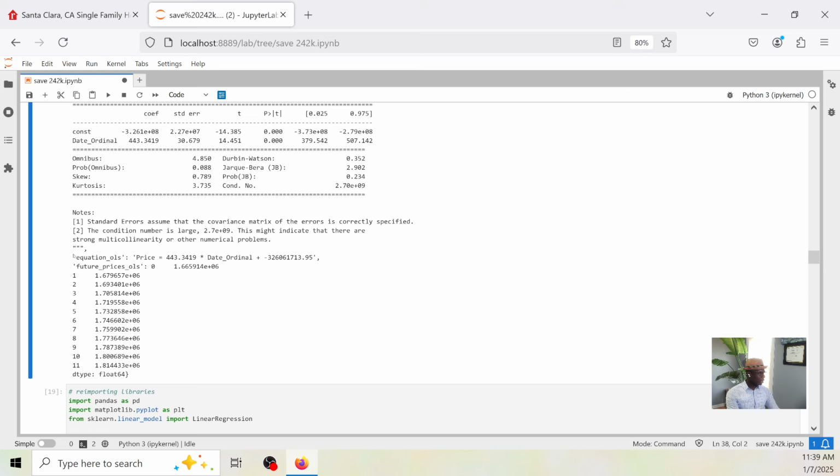Similarly, the linear regression equation is here, so we can always apply it to predict future prices. For example, here are the future predicted prices over the next 12 months, and we can see, for instance, December, which is the next month after November, the future predicted price is 1.67 million. In January, the future predicted price is 1.69 million, etc.